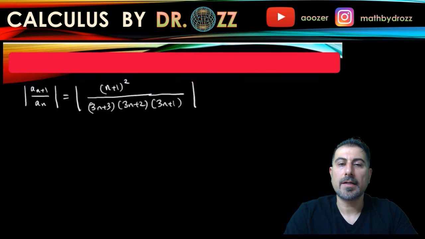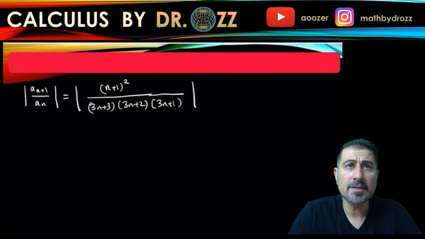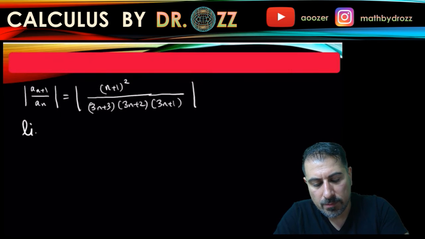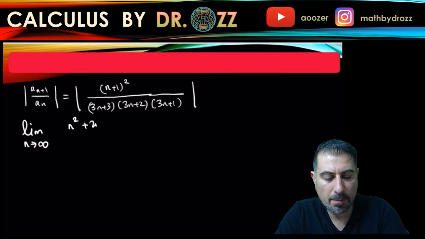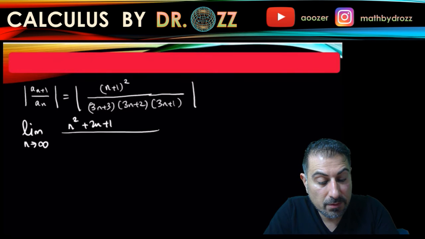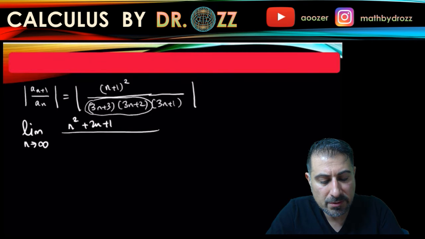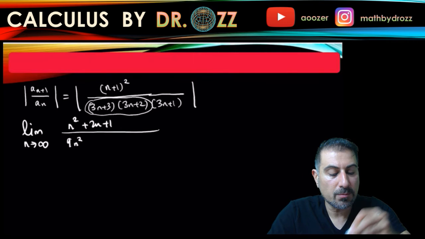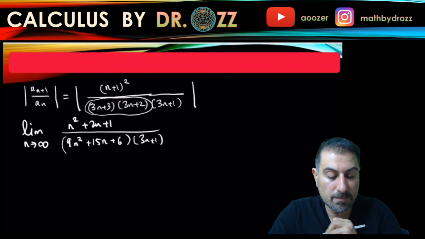All right, so now I'm going to pass the limit. How do you pass the limit? Well, the top is a quadratic, the bottom is a cubic. So this limit should go to 0. Okay, and you can just see this by expanding this whole thing out. So you can expand the bottom out by just first expanding these two and then expanding the whole thing. Let me just do the long way so that you can actually see how I do it. 9n squared plus 6n plus 9n, so it's (15n+6) times (3n+1).